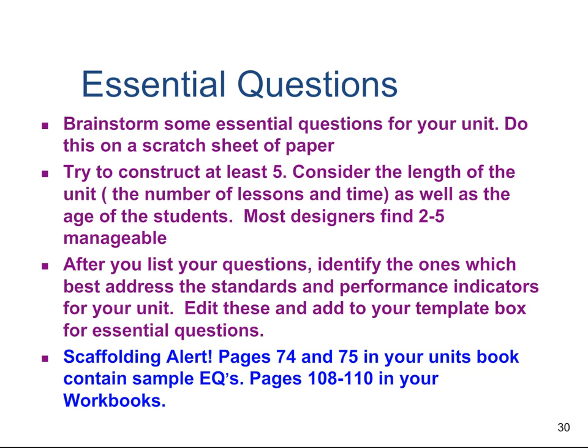And these are going to go in your template under meaning. And then there are some pages here, page 74 and 75 in your units book, that have sample essential questions. I can't remember if you guys got the workbooks or not, but if you have the workbooks, pages 108 to 110 actually have essential questions as well, some sample ones. That can give you a starting point to start thinking about what an essential question is and what it looks like. So let's take some time, just like you did with your understandings, and think about essential questions at this point and try to get some down for this unit plan.